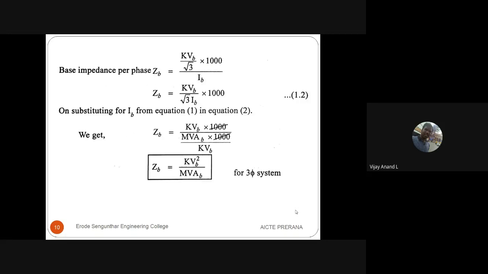Then we have to go for the impedance value, that is ZB. ZB is nothing but voltage divided by current. Then we substitute the voltage value, KVB divided by root 3 into 1000, divided by IB. So now we rearrange the equation as ZB is equal to KVB into 1000 divided by root 3 IB, and take this as equation number 2. Substitute equation number 1, that is the IB value, in equation number 2. So just replace the IB value. Then we will get the final value as ZB is equal to KVB square divided by MVA. So the base value of the impedance is the same in single phase as well as three phase.